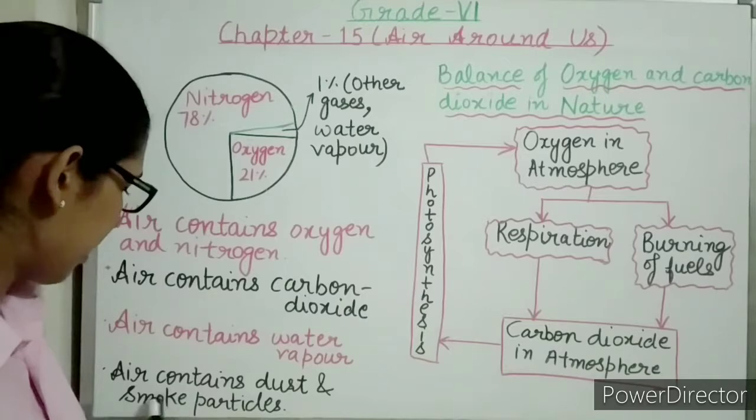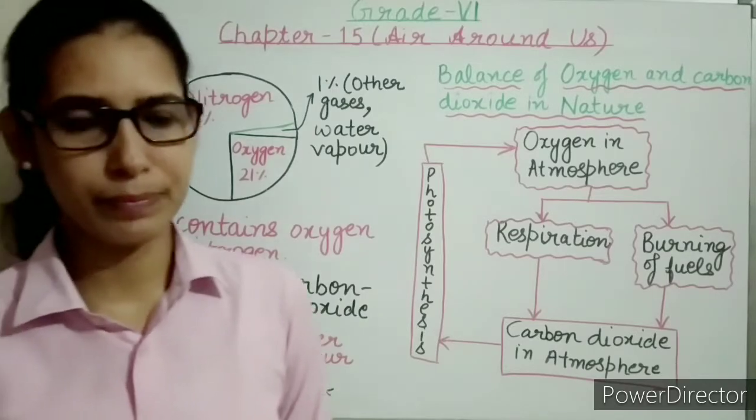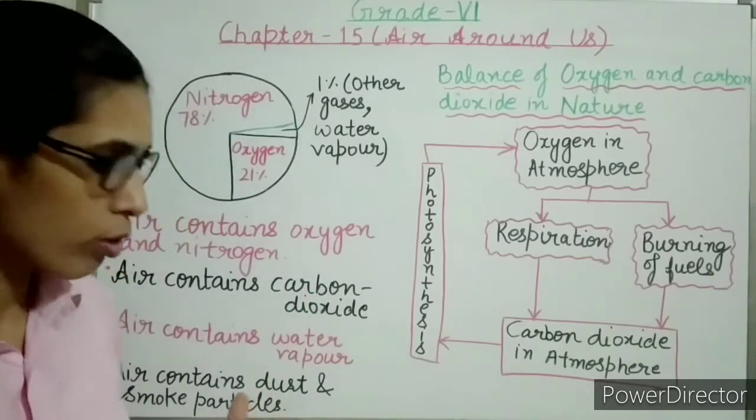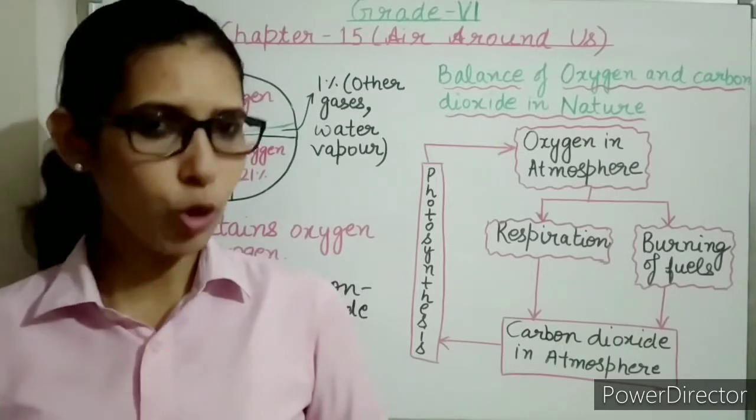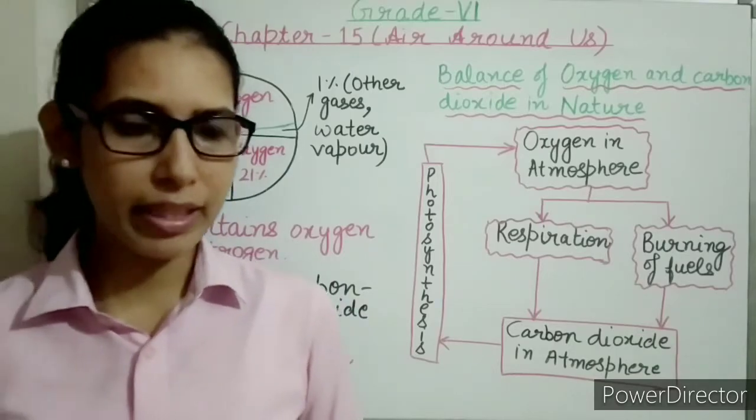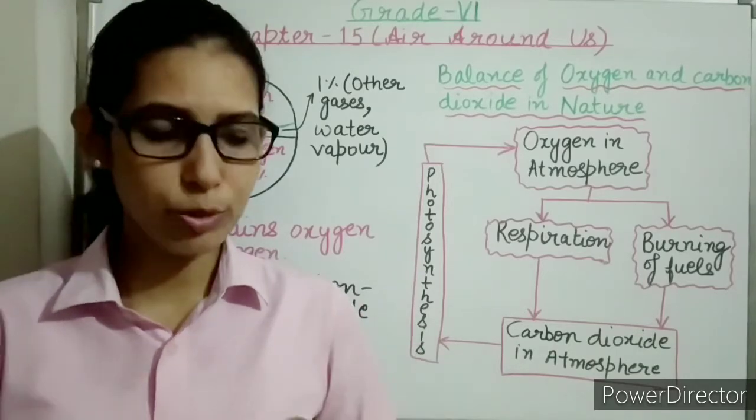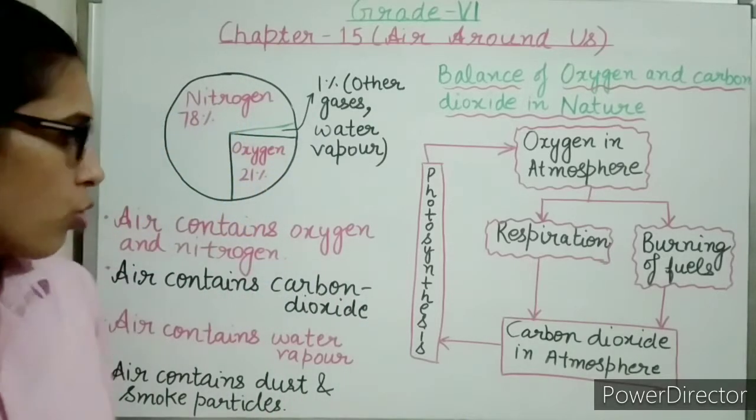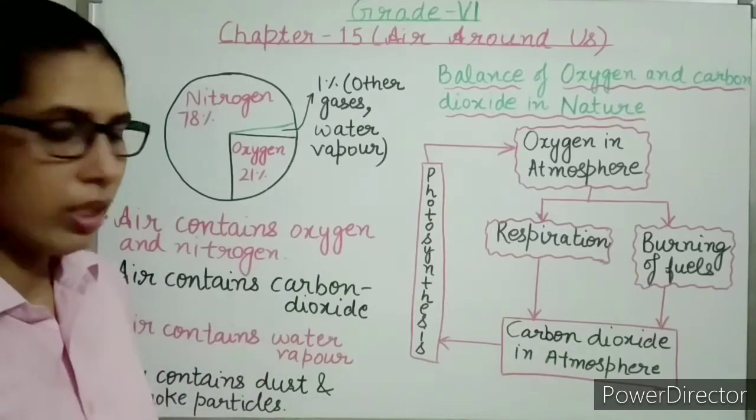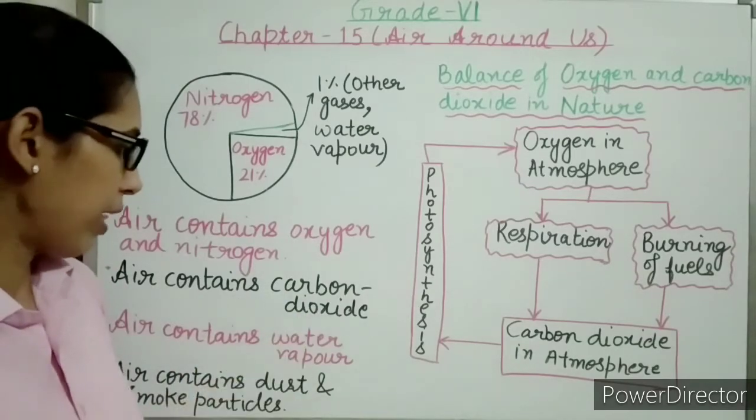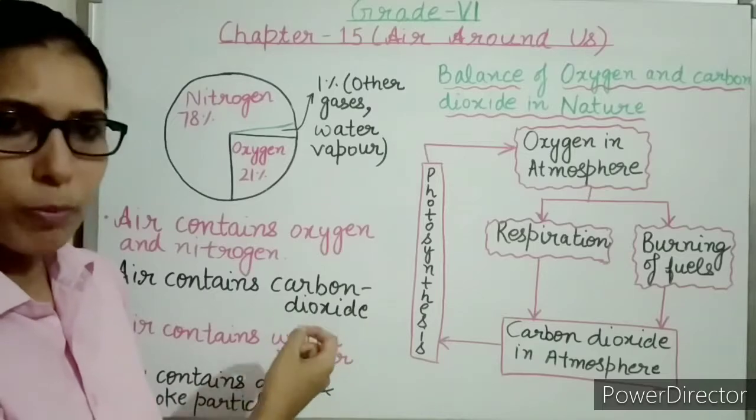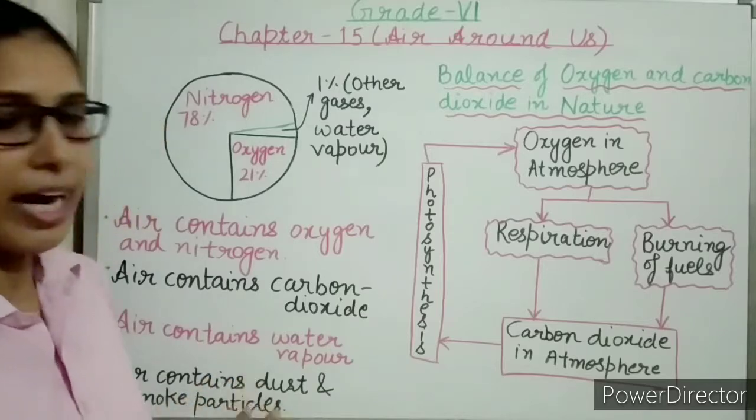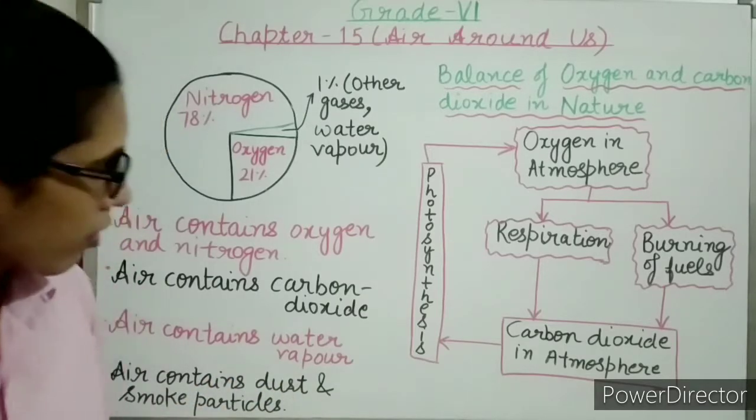Next, air contains dust and smoke particles. In air, dust particles remain present, and smoke particles also. When we burn anything, smoke is produced, and carbon dioxide is produced. When we burn something, smoke and many other gases are produced. So air contains oxygen and nitrogen. Air contains carbon dioxide, but in a very small amount, 0.03%. Air contains water vapors. Air also contains dust and smoke particles.